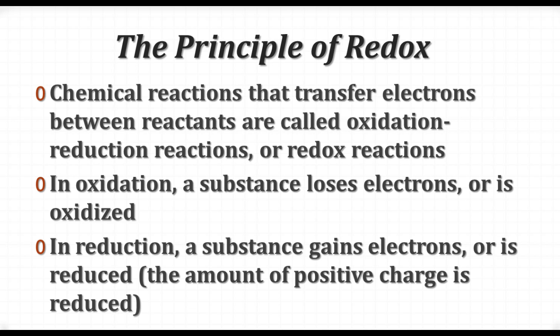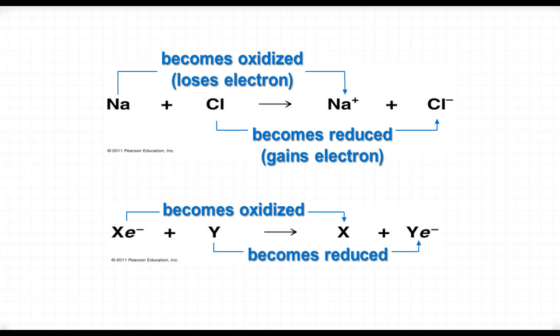Okay, so the oxidized substance is the substance that loses electrons, and the reduced substance is the substance that gains electrons. We're not going to worry too much about the chemical basis for this as far as going through all the chemistry of this. In biology, we're more concerned with the overall reaction. So we're talking about transferring electrons from one substance to another. In the case of sodium and chlorine, sodium becomes oxidized and loses an electron to become the sodium ion, and the chlorine gains an electron and becomes reduced to become the chloride ion.